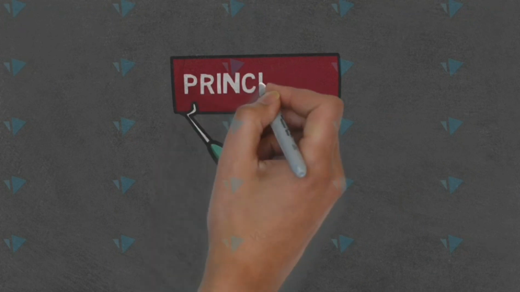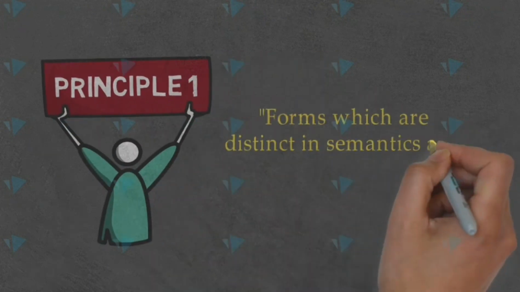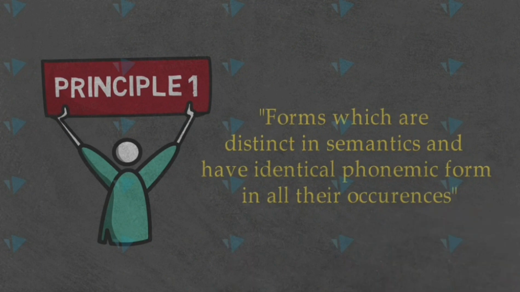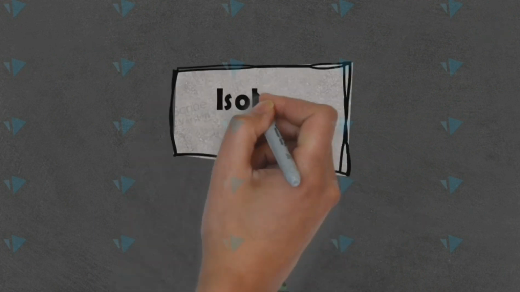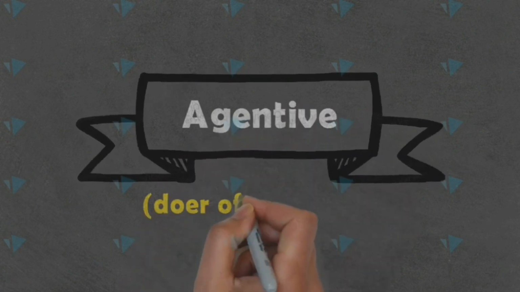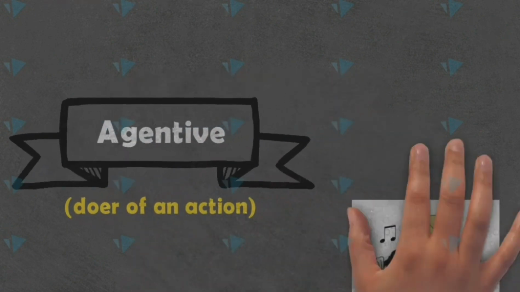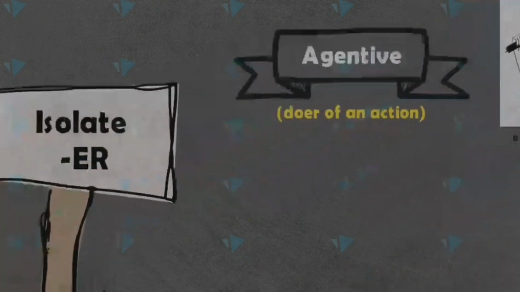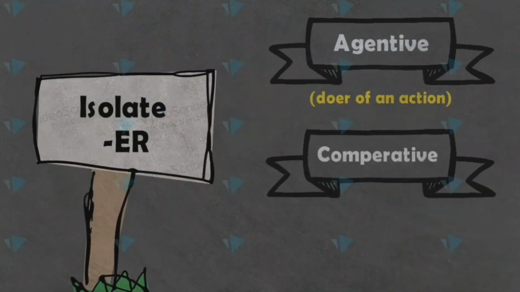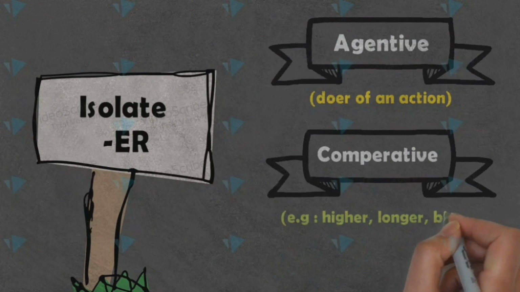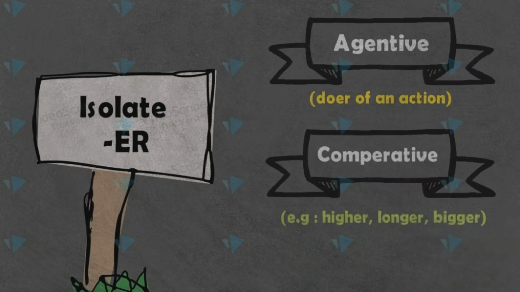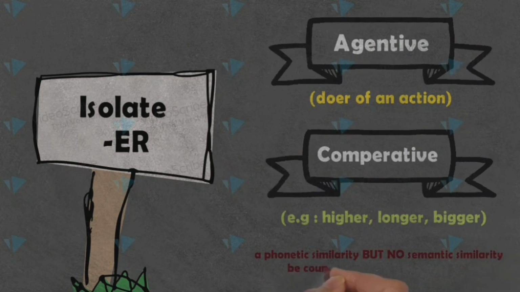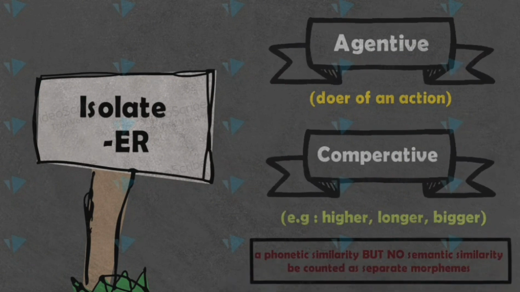Okay, now let's move on to Nida's principles. There are 6 principles actually, but I'll just explain 4 of them in this video. Start from principle 1. This principle allows us to isolate the ER in agentive, in such words as writer, worker, dancer, singer, etc. This form has a single phonic shape ER and the same meaning wherever it occurs. It is semantically distinct from another form in comparative, in higher, longer, bigger, etc. These two ER in agentive and comparative bear a phonetic similarity but no semantic similarity, and must be counted as separate morphemes.